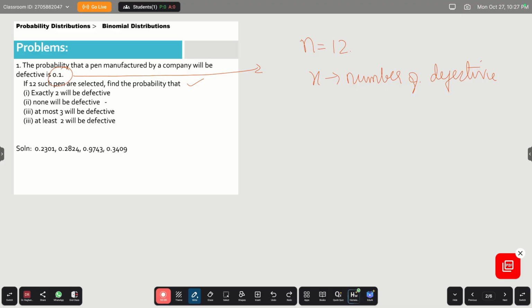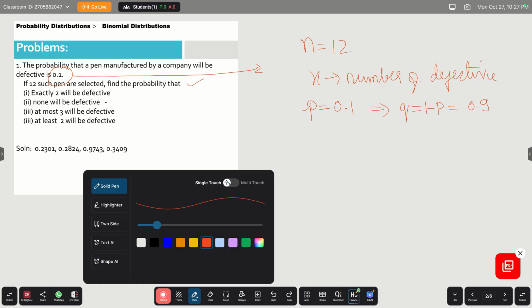So n is 12 and x is the number of defective pens, and p is given, the probability of defective. If I select one pen, the probability that it is defective is 0.1. So if p is 0.1, what will be q? q will be 1 minus p, 1 minus 0.1 is 0.9. Okay. Now you will be ready with your PMF.